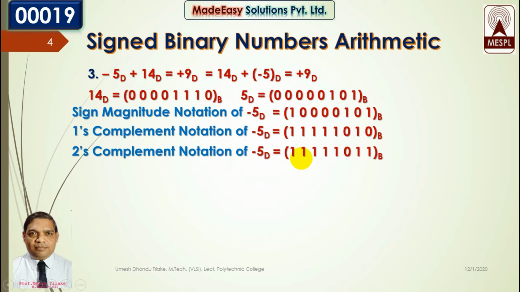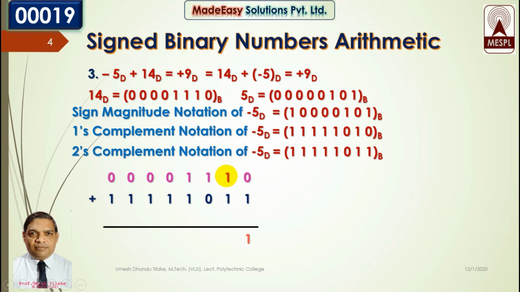Now add this minus 5 represented using 2's complement notation with 14. So first write down 14 in binary. 0 0 0 0 1 1 1 0 plus 1 1 1 1 1 0 1 1. We will get 0 plus 1, 1. 1 plus 1, 0 carry 1. 1 plus 0 plus 1, 0 carry 1. 1 plus 1 plus 1, 1 carry 1. 0 plus 1 plus 1, 0 carry 1. 0 plus 1 plus 1, 0 carry 1. 0 plus 1 plus 1, 0 carry 1. And 0 plus 1 plus 1, 0 carry 1. Now here our MSB is 0, that means our result is positive.